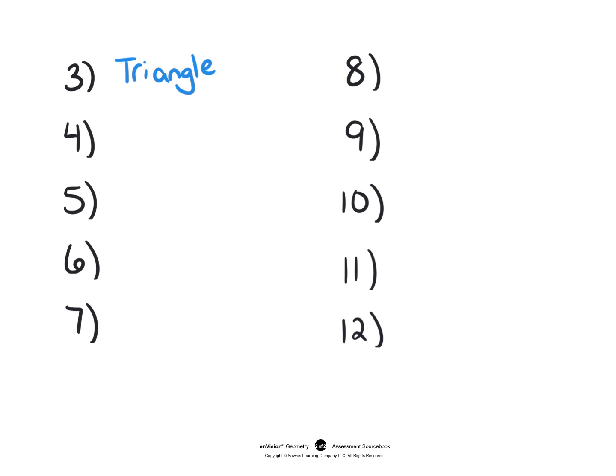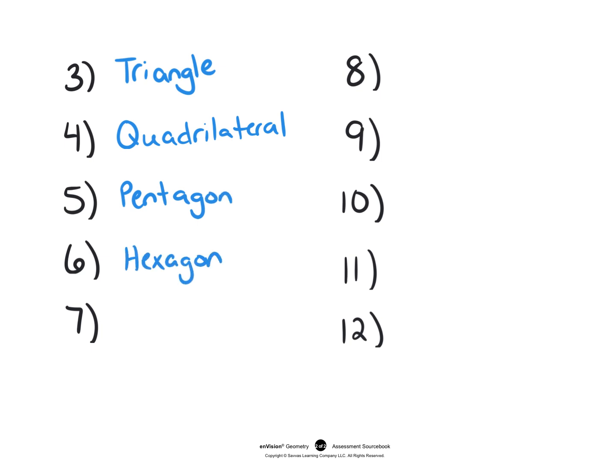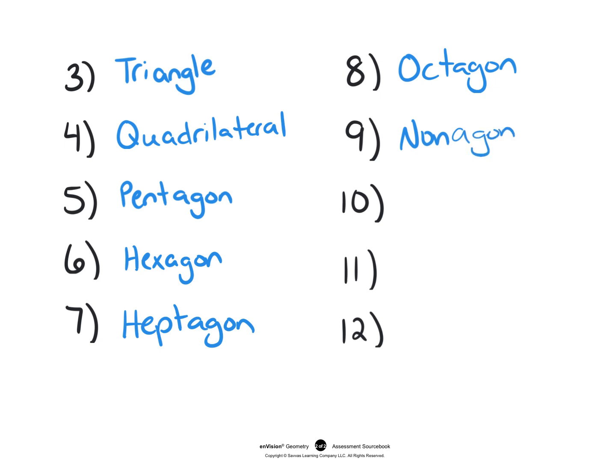4, quadrilateral. If you say square, am I going to count you wrong? Yes. Has to be quadrilateral. 5, pentagon. 6, hexagon. 7, heptagon, not septagon. 8, octagon. 9, nonagon. 10, decagon.